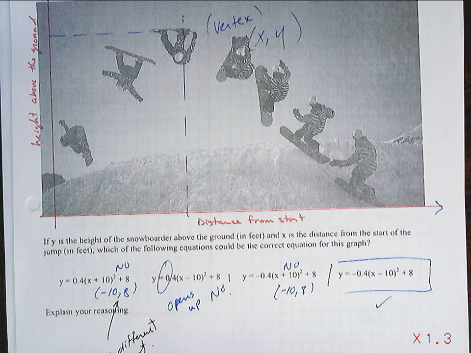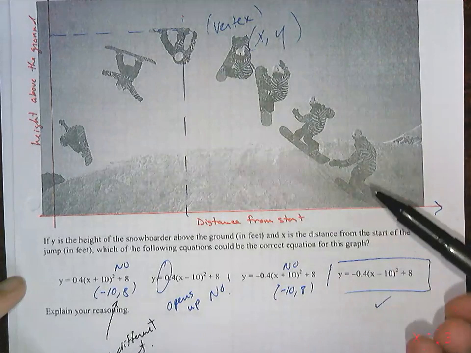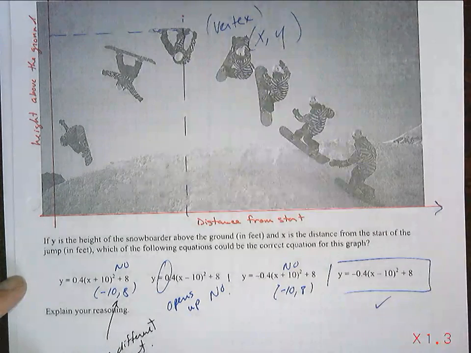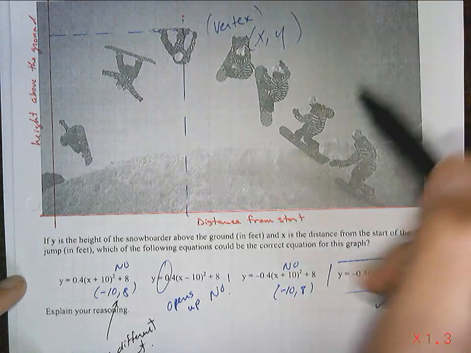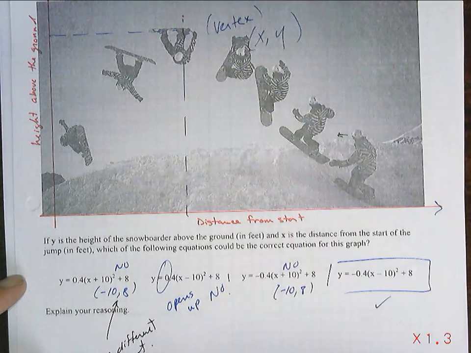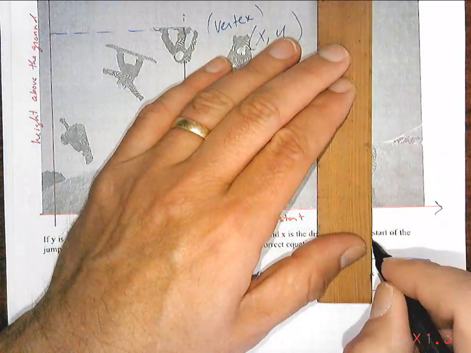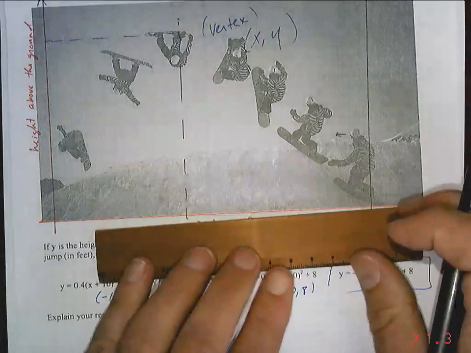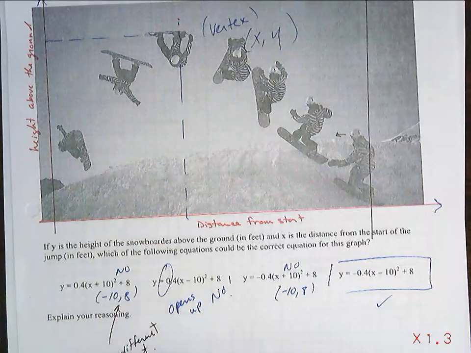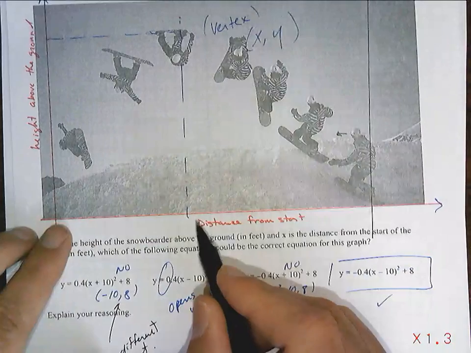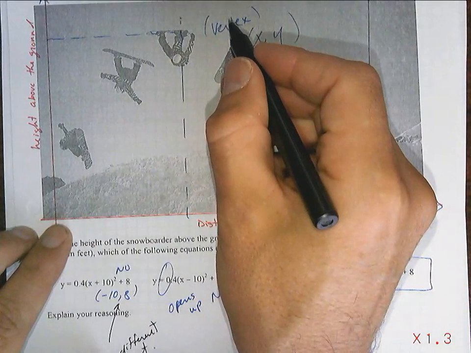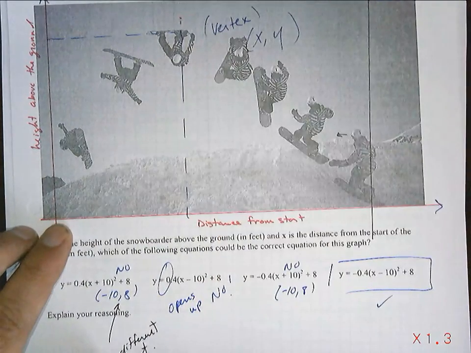Not being a snowboarder and being a man with glasses and a little bit old, it looks to me that perhaps he could be going this way. In fact, his eyes seem to be going this way, don't they? So I will agree with you. I will absolutely change my answer. And I would say he should be going that way. Which means that this will be positive and this will be positive still.